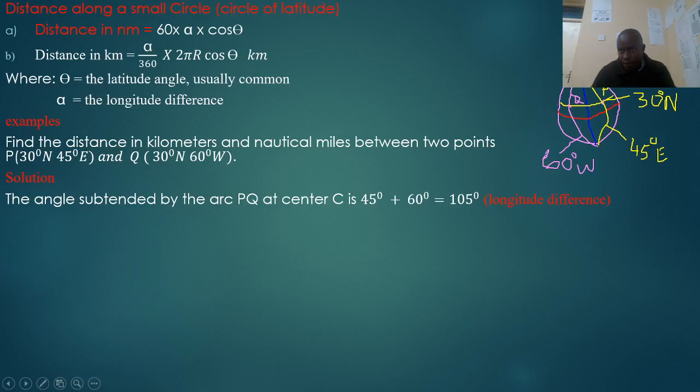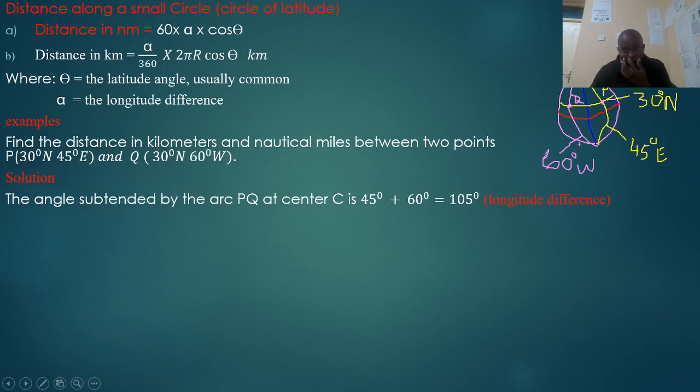This point, and this point here, my point Q and P. So I need to calculate distance along this. This is a latitude. So you realize for a latitude, it's at latitude 30 degrees. But what is different now is the longitude. This is 45 degrees and 60 degrees. This is to the east and this is to the west.